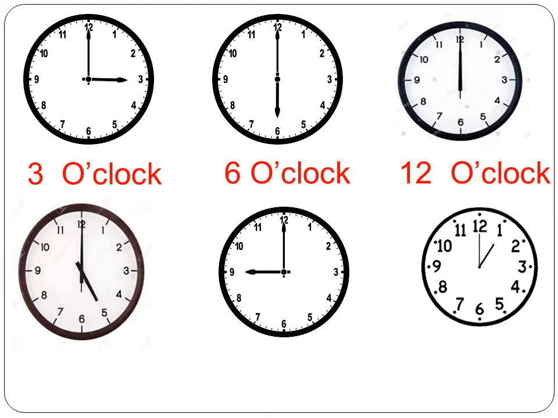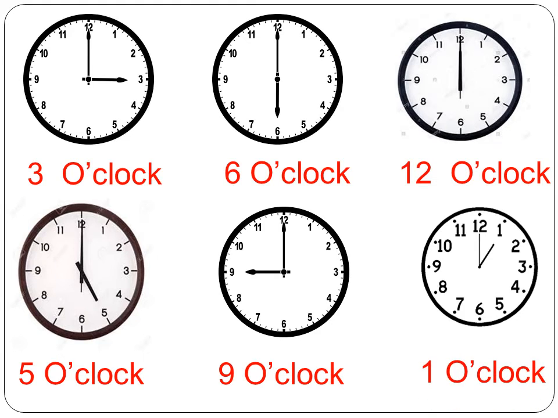The long hand is pointing towards 12 and the hour hand is pointing towards 5. So what is the time? It is 5 o'clock. Next, the long hand is pointing towards 12 and the hour hand is pointing towards 9. It is 9 o'clock. Here the minute hand is pointing towards 12 and the hour hand is pointing towards 1. So the time is 1 o'clock. Here the second hand is not marked. It is not there, to avoid confusion.